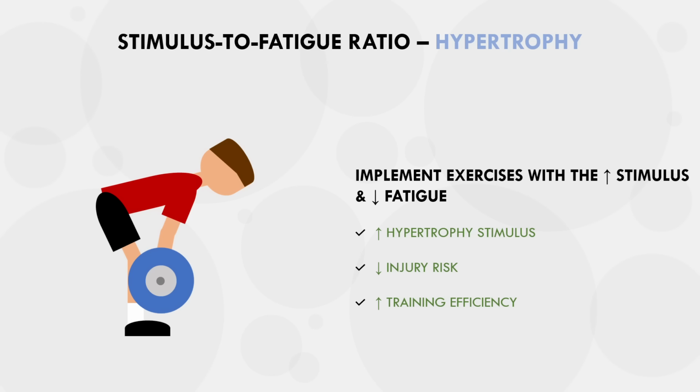So for hypertrophy training, we want to select the exercises which provide us with the best stimulus for the target muscle and the least amount of fatigue. For example, a stiff leg deadlift will provide a greater stimulus for the hamstrings and less overall fatigue compared with a conventional deadlift, making it a more appropriate choice for hypertrophy training in most cases.